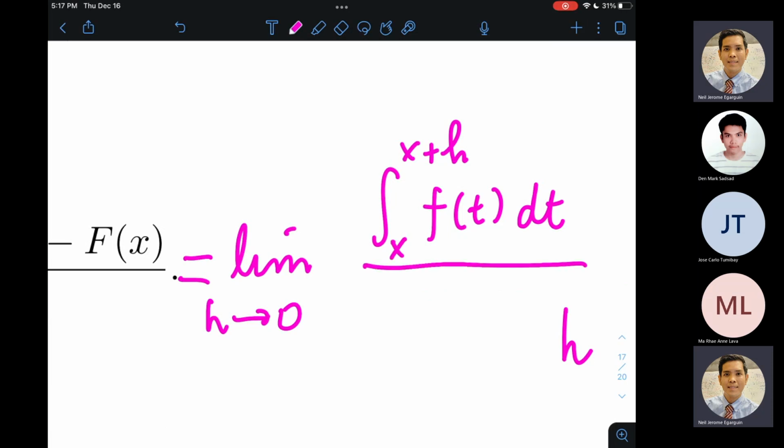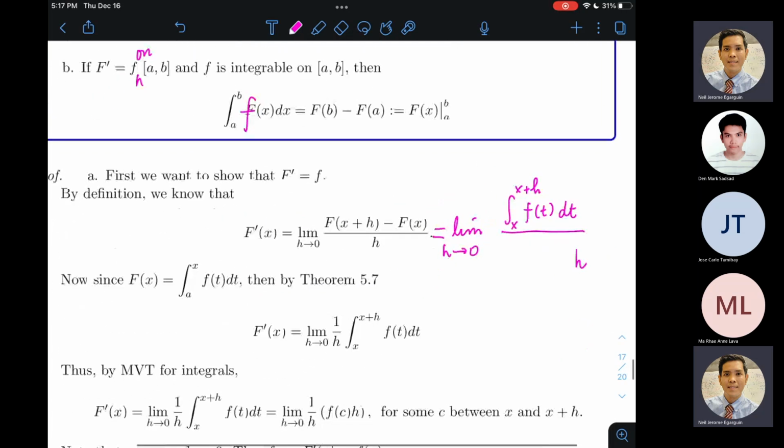So ito ay magiging x lamang. Alright, by the additive property. And that's what you see here for the expression for f prime. Ito yung makukuha natin. Okay? So, lipat ko lang to rito. Okay. Now, dito, gagamitin ko yung mean value theorem.